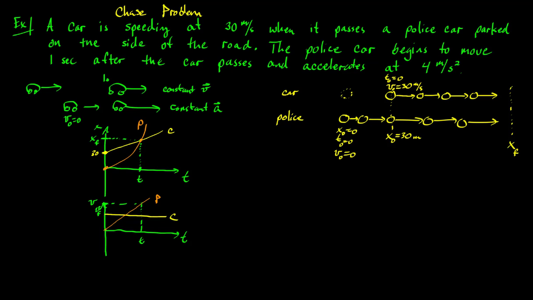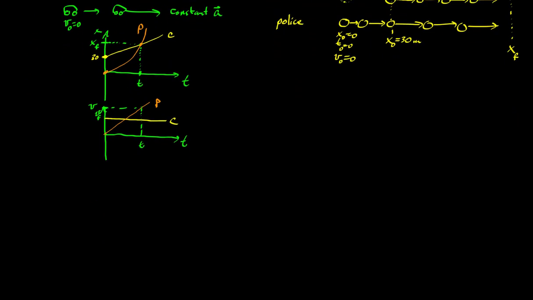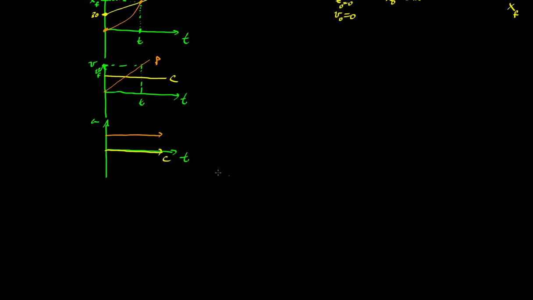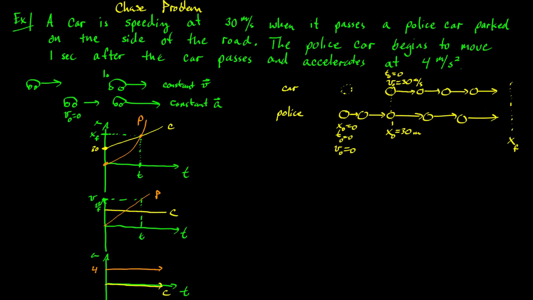And then finally, we can do the acceleration. I'll come back up for the rest of the model. Acceleration over time. So the car is not accelerating; it's moving at a constant velocity. So that graph is down here. That would be the car. But the police car is accelerating. He has some positive acceleration. And I think it was 4. Yeah, 4. So we can put 4 on there. And that's meters per second squared. Okay, cool. So there's our model.